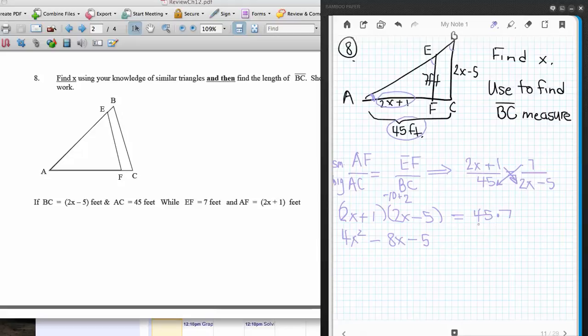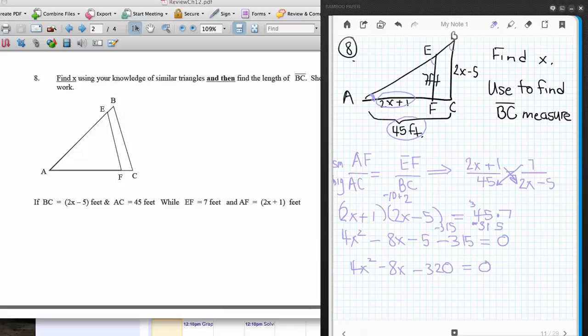And then we are going to subtract this value over here. And let's see, that's 5, carry the 3, 28, that's 315. So we're going to subtract 315 because I can see that this is a quadratic, right? So I'm going to go ahead and put it in standard form. So now I have 4x squared minus 8x, and then minus 320.